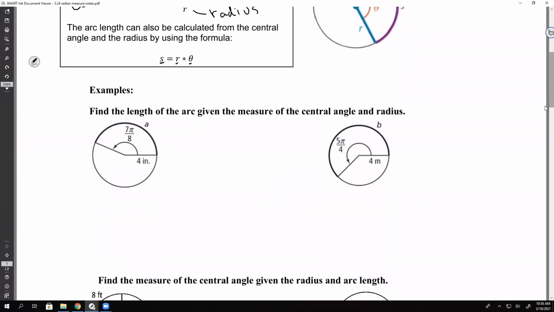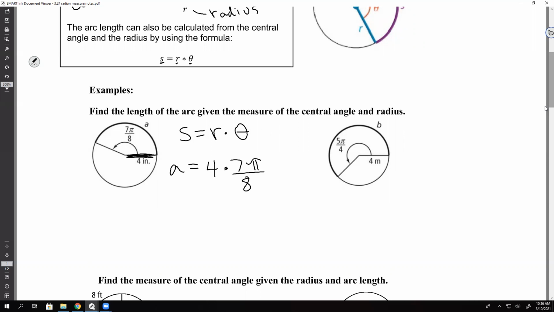It says, find the length of the arc given the measure of the central angle and the radius. So we're looking for S, and they've given us the central angle and the radius. S is equal to the radius times theta, that O with the line through it. Here our radius is 4, and the arc is titled A. So the length of arc A is going to be 4 times 7 pi over 8.